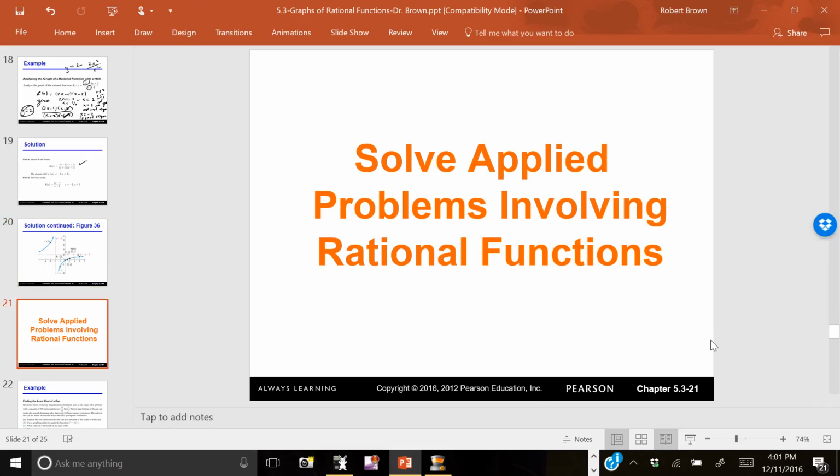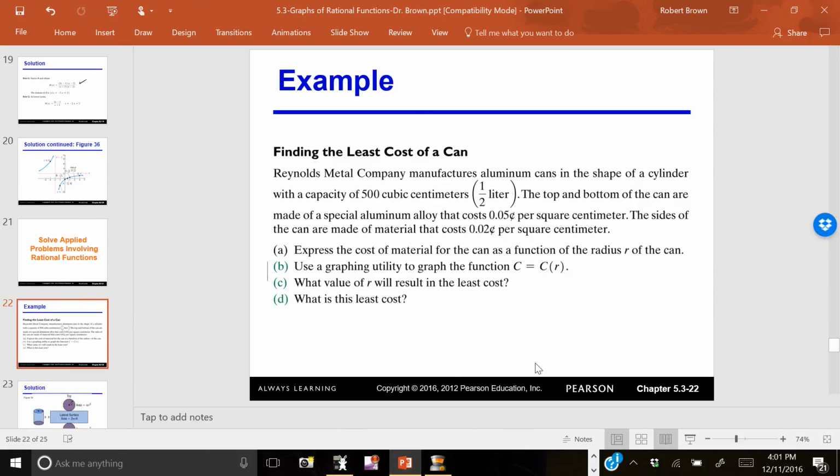Now we're going to solve at least one applied problem involving a rational function. We're going to work this problem, which has to do with an aluminum can that's being manufactured in the shape of a cylinder, a typical Coca-Cola can. It's going to have a capacity of 500 cubic centimeters.